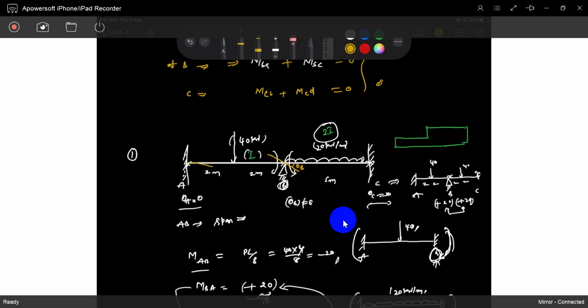It deflects like this. Maybe at first you don't know whether this effect is more or this effect is more. Maybe I assume like this. Maybe it's anticlockwise up. Someone may feel that the 40 effect is more compared with the 20 uniform load. No. So finally, once you find out theta B, you will get exactly how it differs.